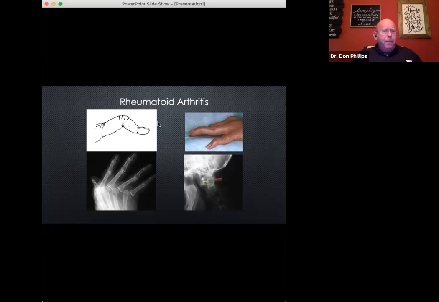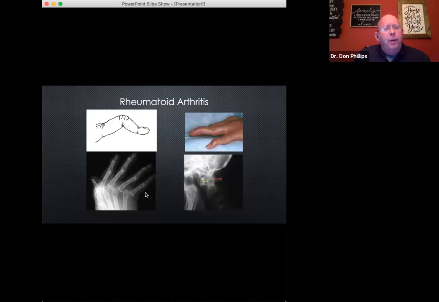I don't know if y'all can see my pointer here or not, but I want to point out on the top left what's called a boutonniere deformity. This is a very common deformity for people to have. This is an example of it in an actual person. If you see that, that is almost always rheumatoid arthritis.